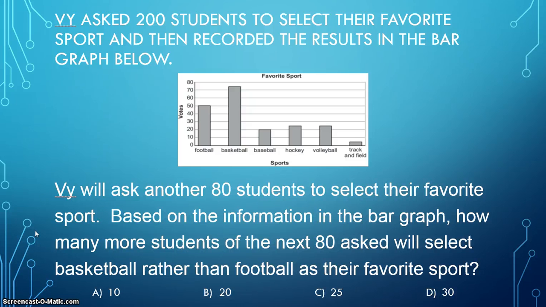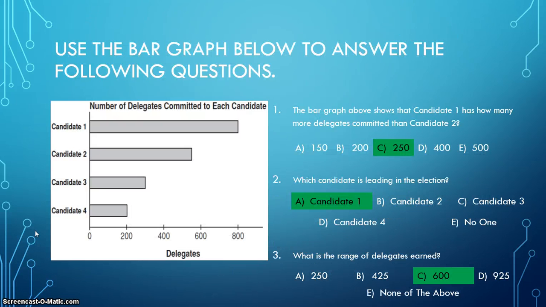Alright, welcome back. So we're going to take a look at the first 3. Answer number 1 is 250, or answer choice C. Problem number 2 is candidate 1, or answer choice A. And problem number 3 is 600, or answer choice C. If you wish to read over how to do this, please read over the PowerPoint that is provided, and there will be step-by-step instructions.